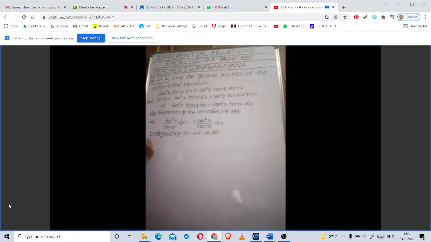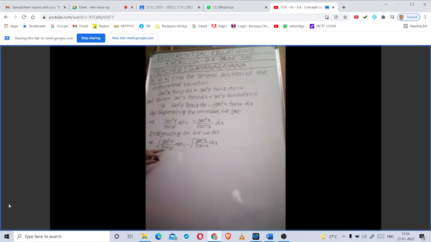Integrating on both sides, we get the integral of secant square y by tan y dy is equal to minus the integral of secant square x by tan x dx. Okay, my children? Now it is in the form of the integral of f dash x by f of x. Understood this step, my children?